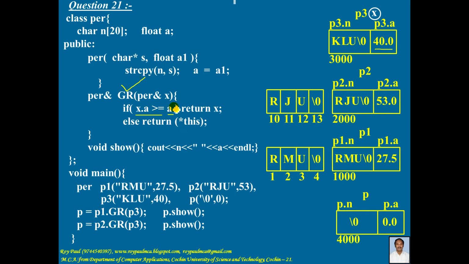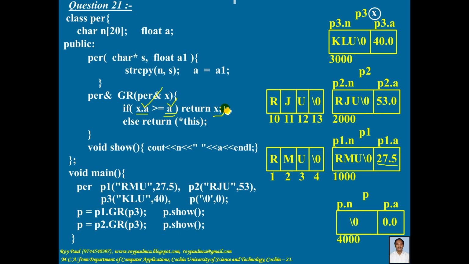Inside a member function, the programmer will write only the name of the data member. The compiler automatically takes this as the name of the object with which the member function was called dot a. So this member function was called using p1. So this is taken as p1 dot a. So what is p1 dot a? 27.5. This is 40. This is 27.5. So 40 greater than or equal to 27.5.